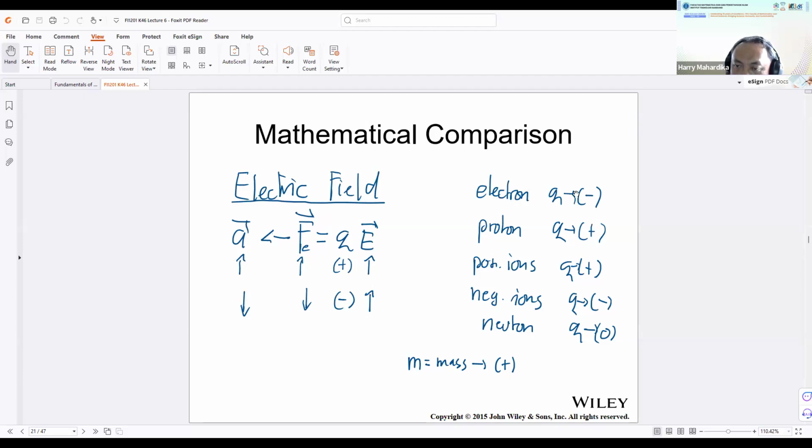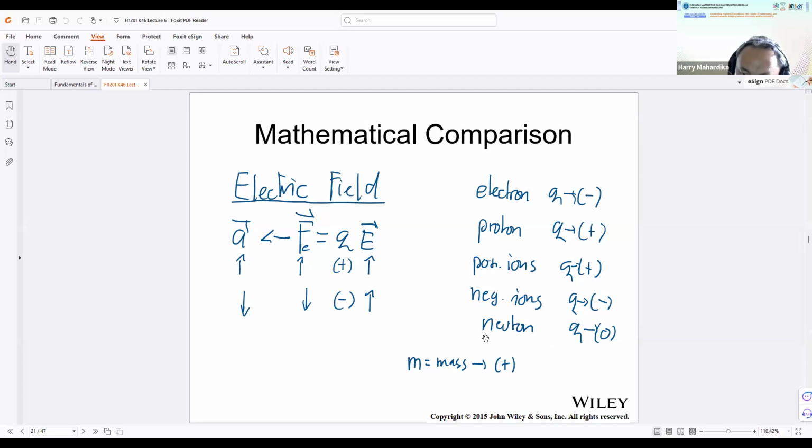For the case of an electron, the sign of Q is negative. For a proton, it is positive. For positive ions such as H+, in chemistry we have H2O for water, right? H2O is made of H+ ions and OH- ions. So for positive ions such as H+, the sign of the charged particle is positive, whereas for OH- it becomes negative.